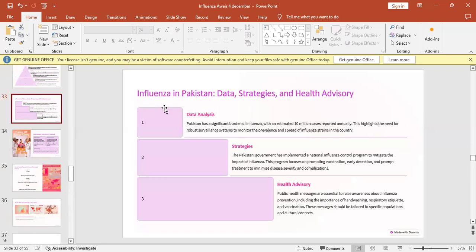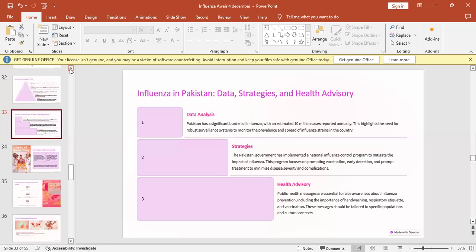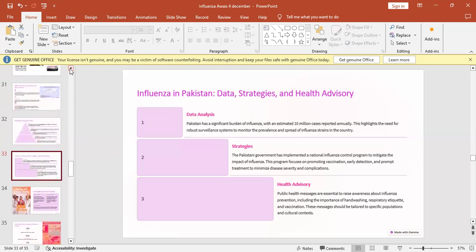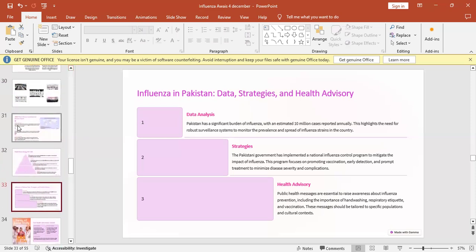This slide is peculiar to Pakistan, and it gives the data analysis strategies and health advisory in Pakistan. This is an exceptional slide. This is very important for everyone to understand. So I would request Dr. Awais, would you please repeat the important things that are present in this slide? Because when you were presenting, you presented it, but I need a little elaboration on this slide.